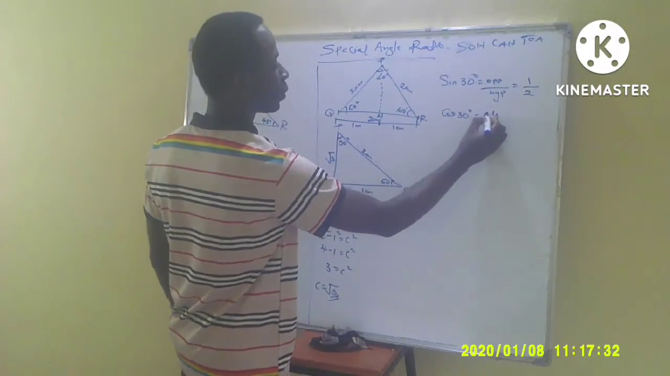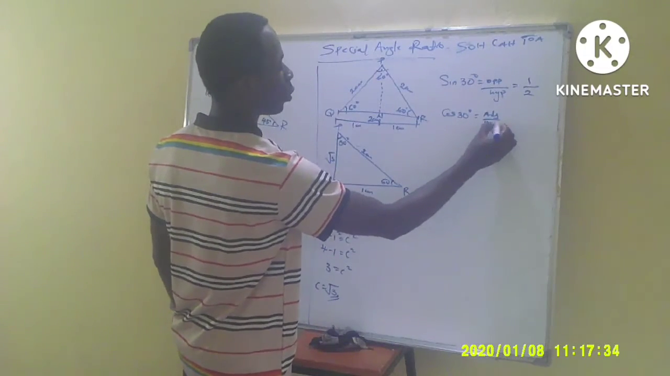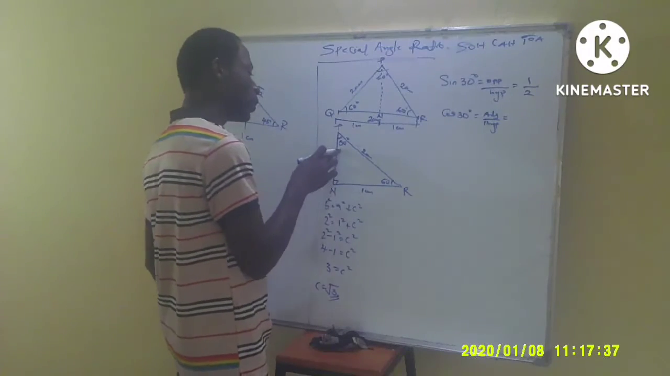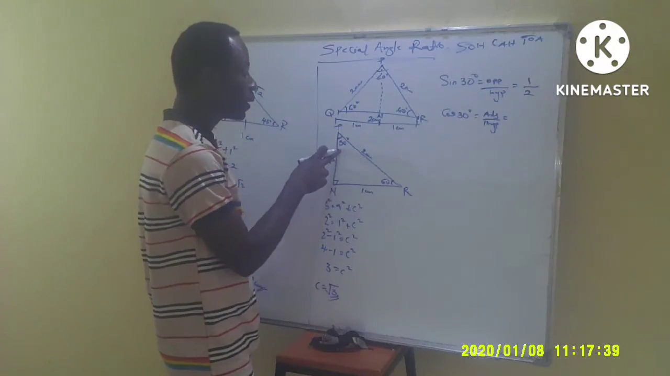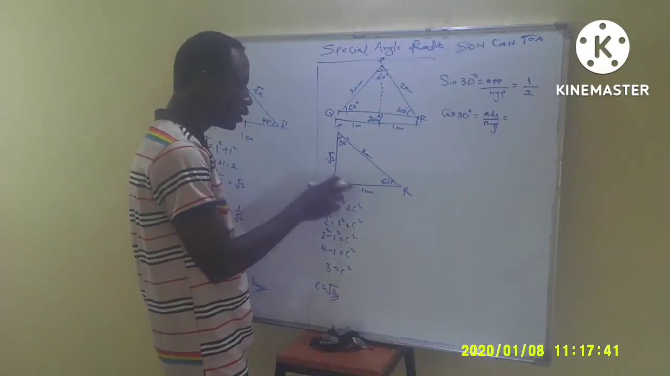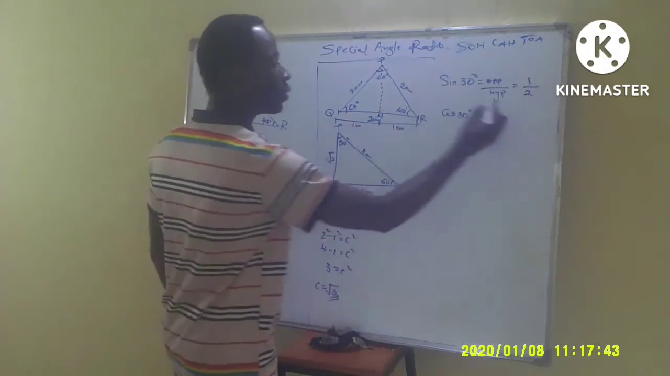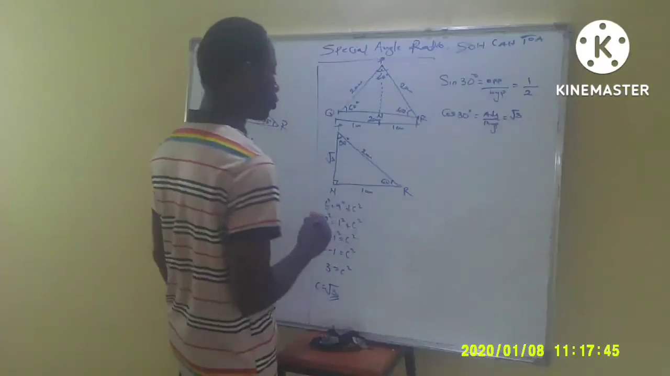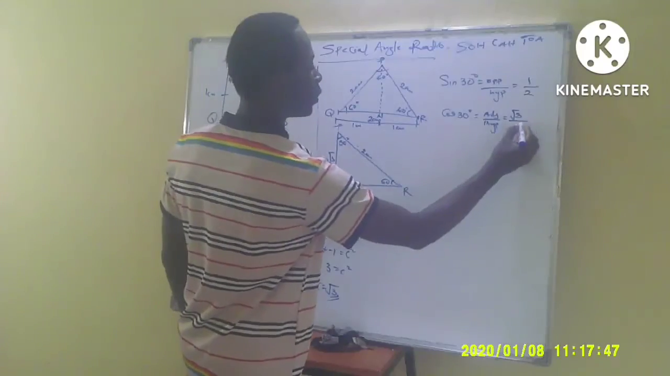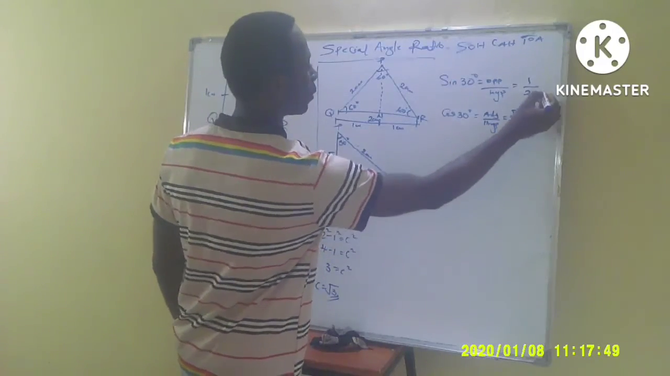So adjacent over hypotenuse. So what is the adjacent side now? Taking this 30 degree into consideration, the adjacent side is this side. This is the opposite. So this is the adjacent side. The adjacent is root 3. The hypotenuse is what? It is 2 centimeter. That will be root 3 over 2. That's the answer.